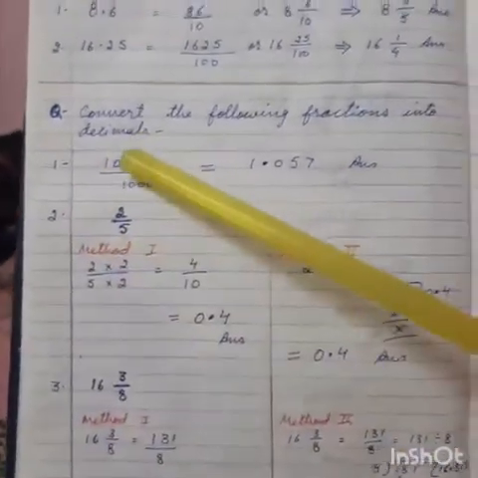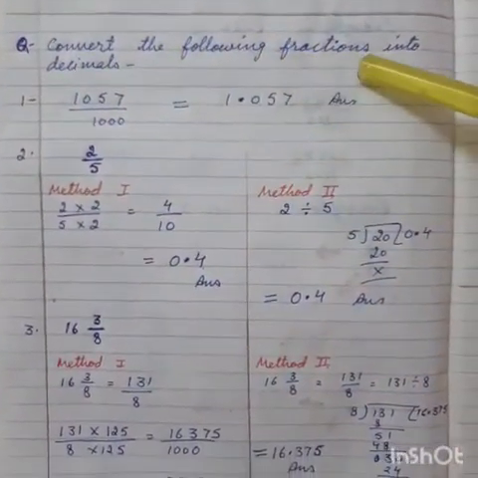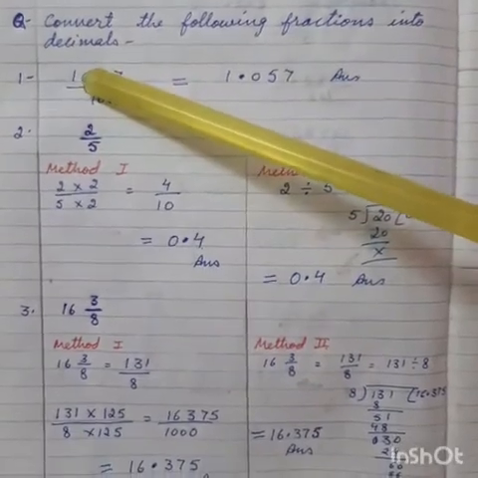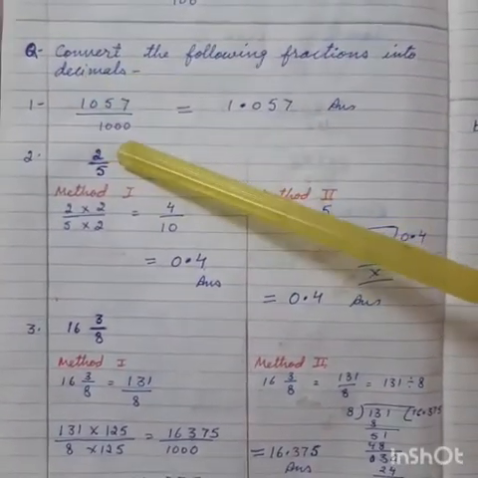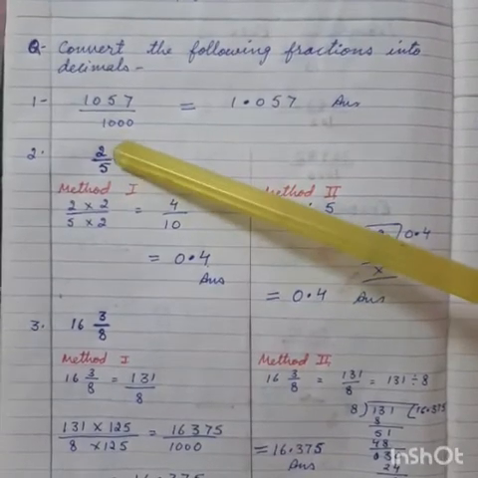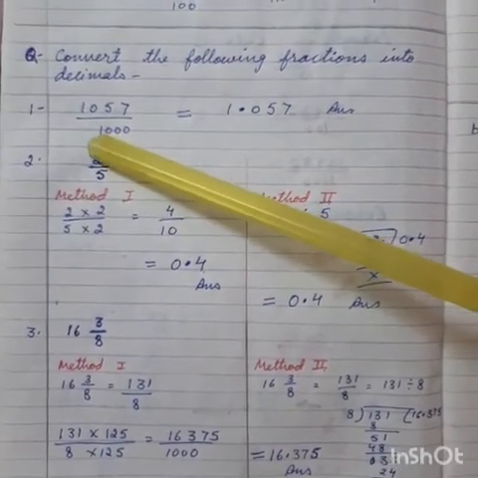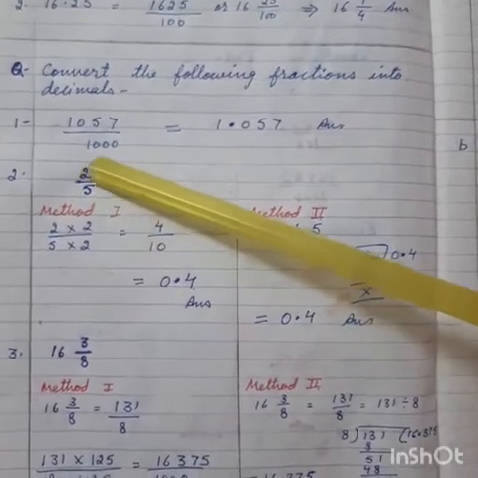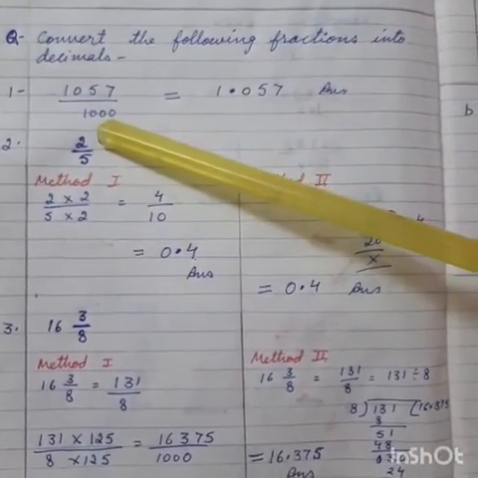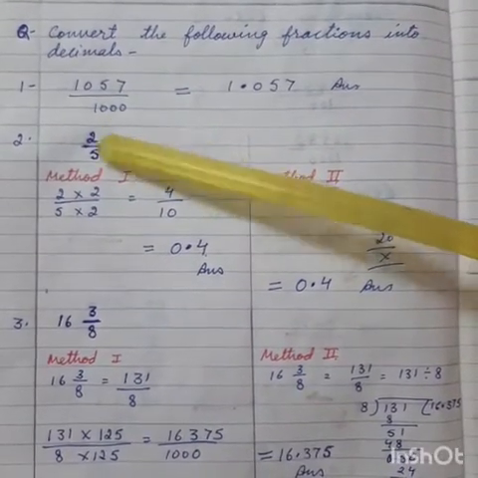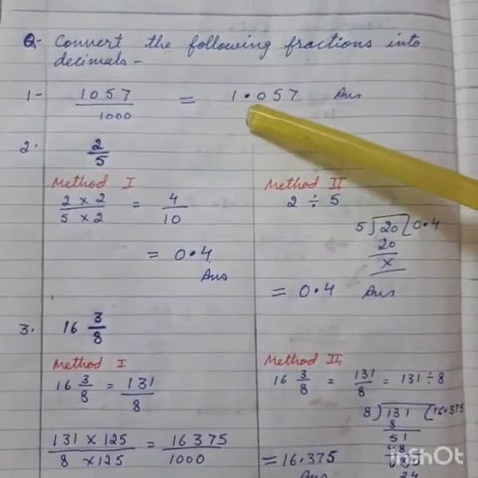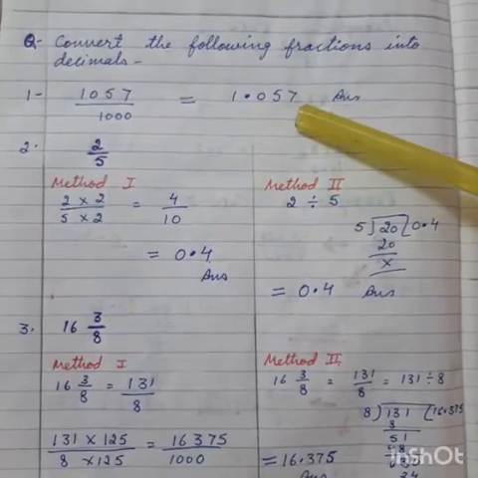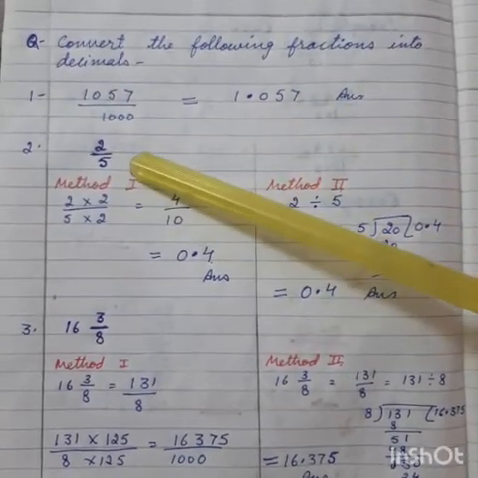The second example is, convert the following fractions into decimals. Now again we have got fractions which have zeros in the denominator. So what you have to do is count the number of zeros. Here we have 3 zeros. So the decimal will be placed after 3 digits. So you can see we will get the answer as 1.057.